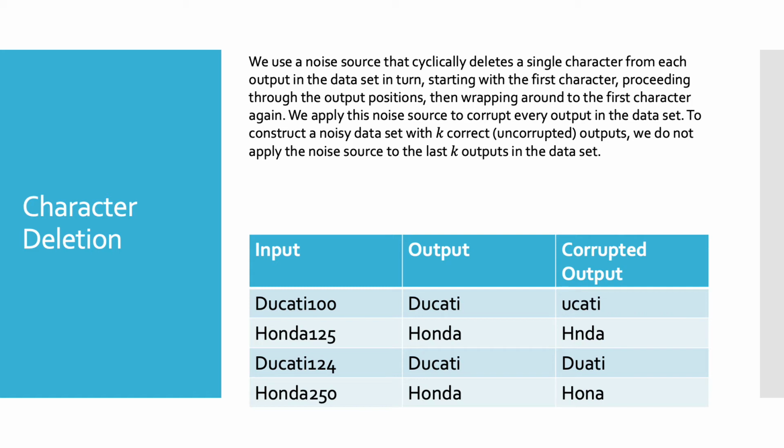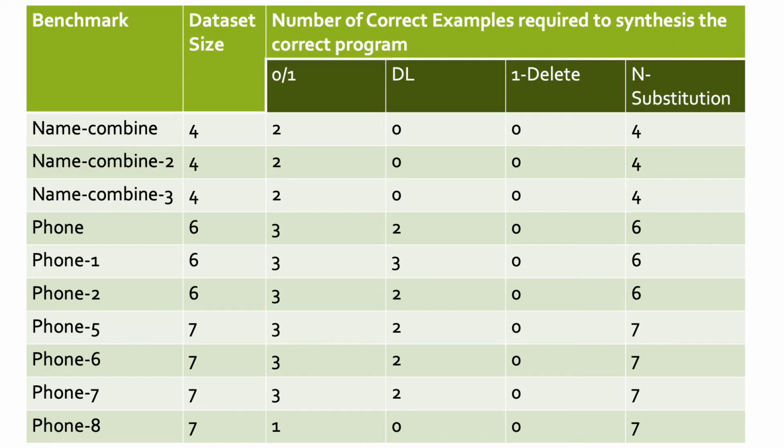The goal of this experiment is to find the minimum number of correct input-output examples, for different loss functions, required to synthesize the correct program. Here, we present the results of our experiments on a subset of the given benchmarks. As you can see, these benchmarks contain a relatively small number of input-output examples, between 4 and 7.